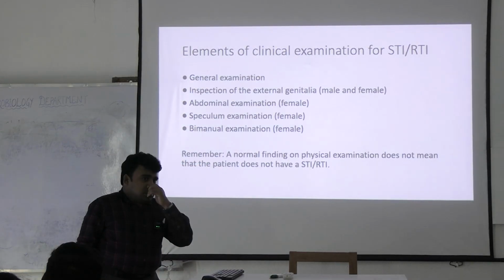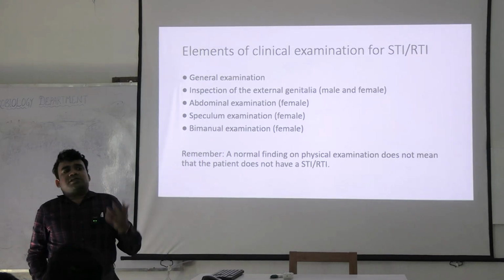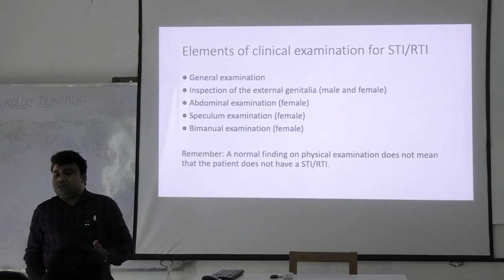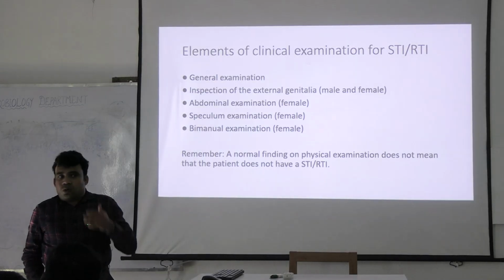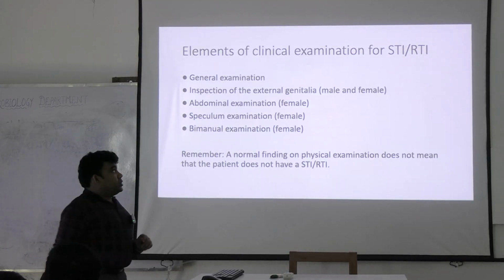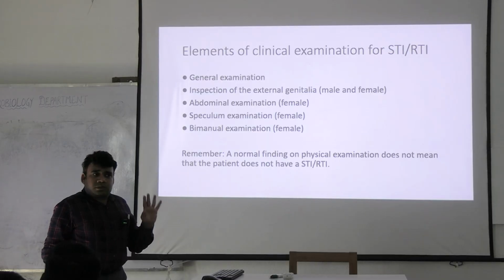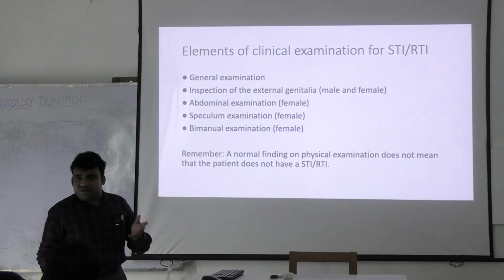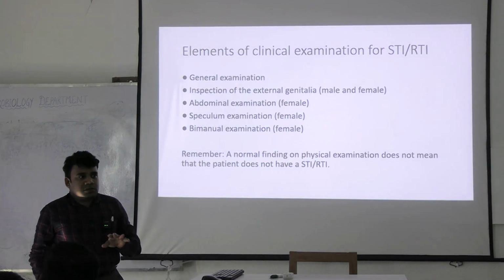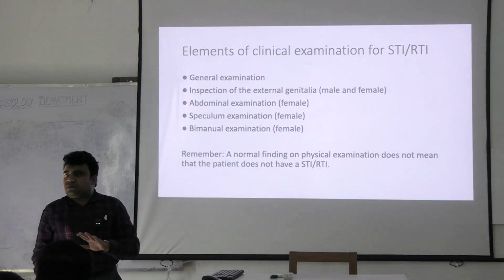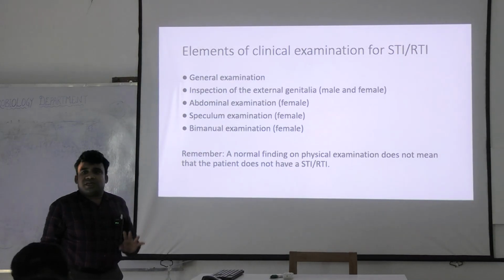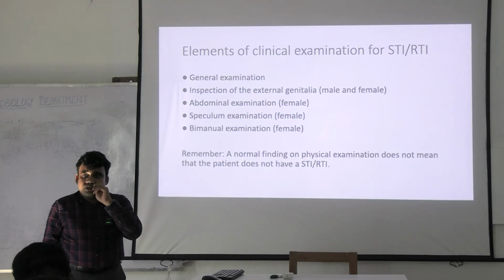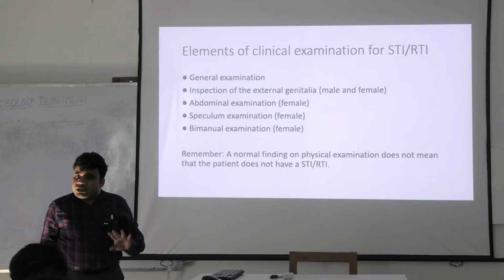So now that the patient has come to you, you have taken the history, you have assessed the symptomatology. The next step is to examine the patient. So what do we need to examine? We first have to take a general examination, the general survey. After the general survey, we need to do the systemic examination of the affected region, that is the reproductive system.